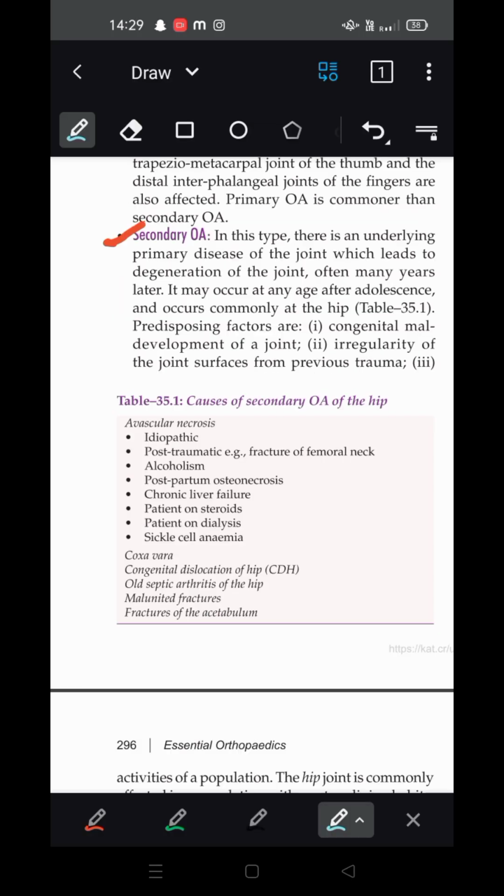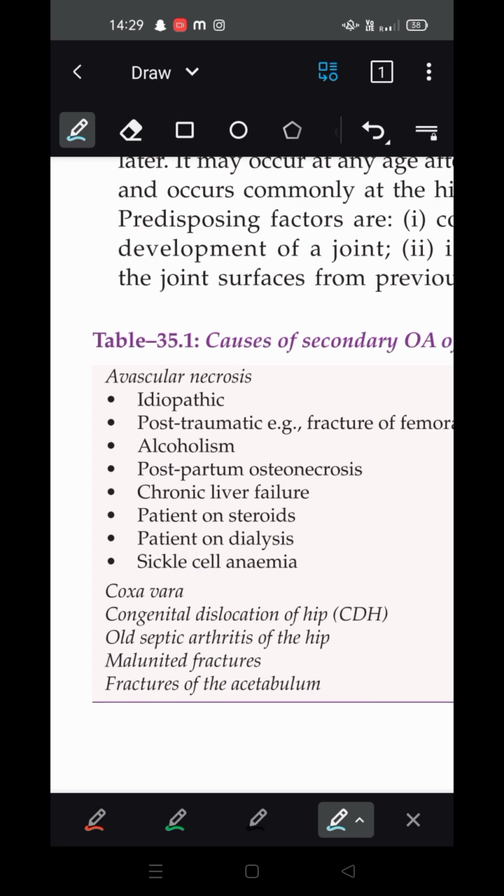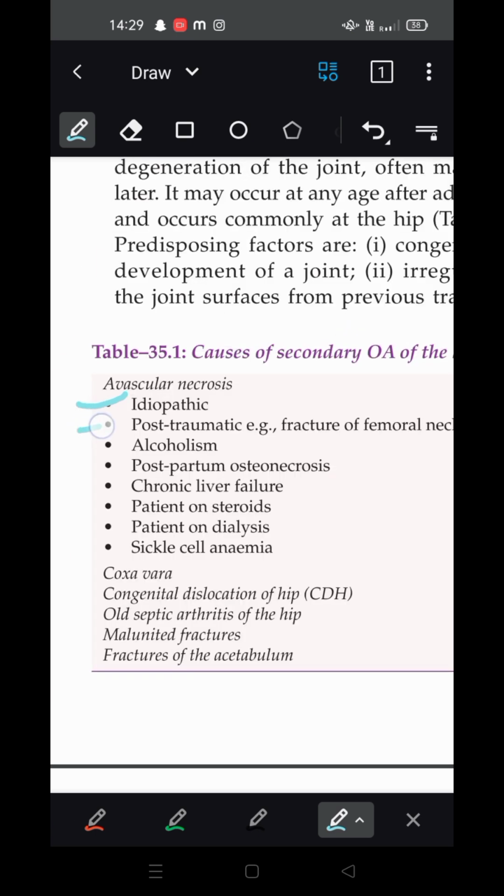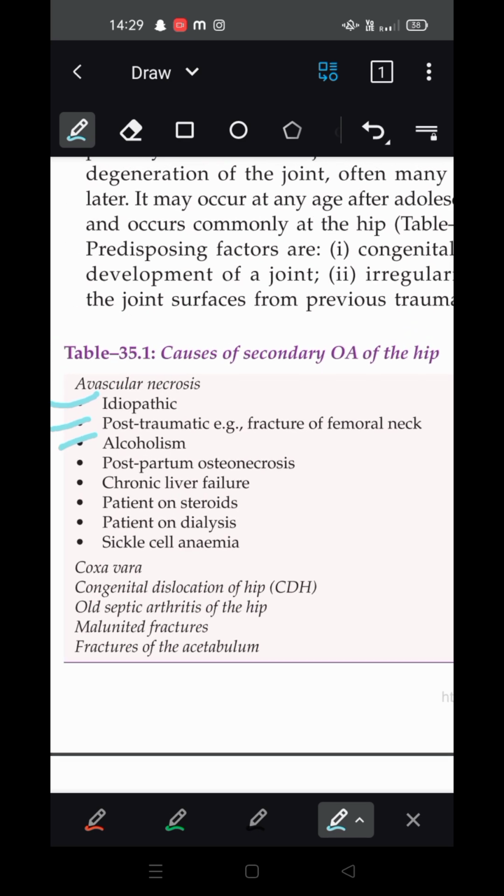So first one is avascular necrosis. Talking about avascular necrosis: first is idiopathic, means not known yet. Second is post-traumatic, like a fracture of the femoral neck. Third one is alcoholism. Fourth one is post-radiation osteonecrosis. Fifth is chronic liver failure. Sixth, patient on steroids. Seventh, patient on dialysis. And the last is sickle cell anemia.